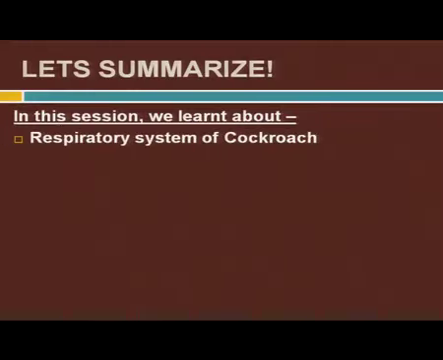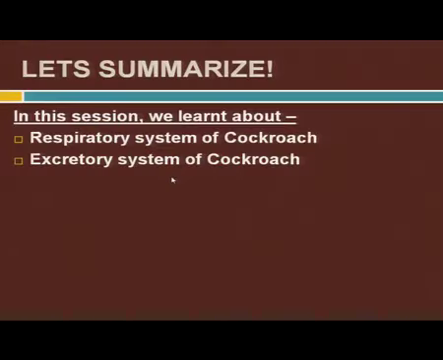So, we have come to the end of this chapter. Let us summarize what we have learned today. In this session, we have learnt about the respiratory system of cockroach. We saw that there is a tube like network of trachea which further converts into finer tracheoles, and the opening is in the form of tiny holes known as spiracles, which help in inhalation and exhalation.